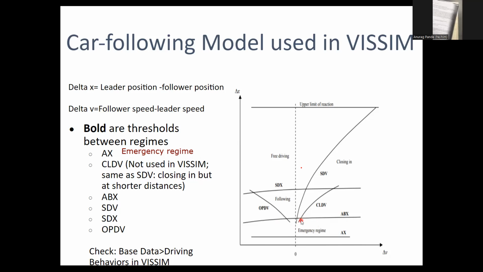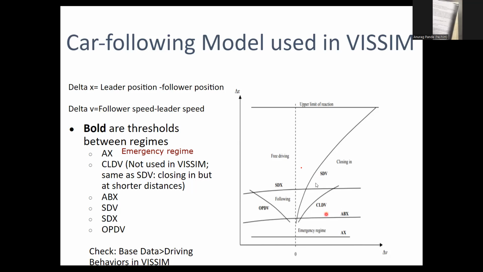Now, let's say CLDV doesn't exist. If CLDV did not exist, between ABX and SDV, we call this regime the closing in location. Closing in means that the follower is now gaining ground on the leader and they're getting close to each other. And now they have to be really careful about what the leader does.